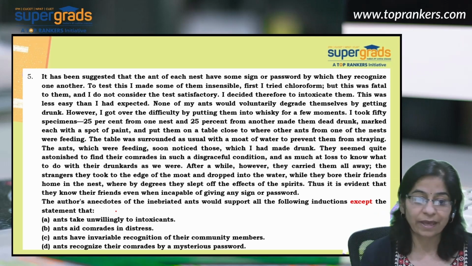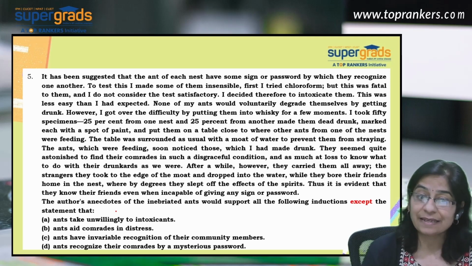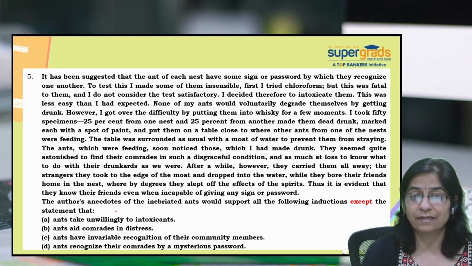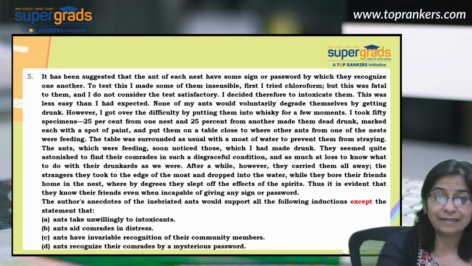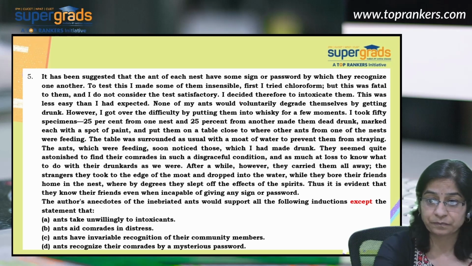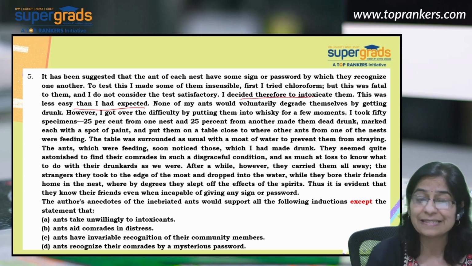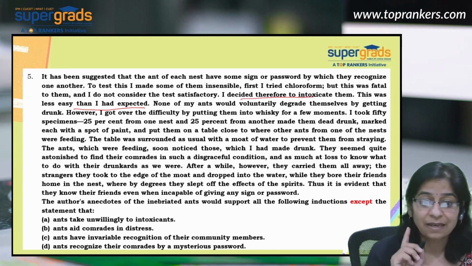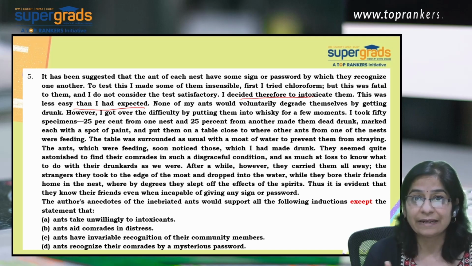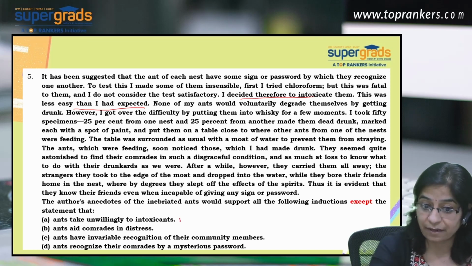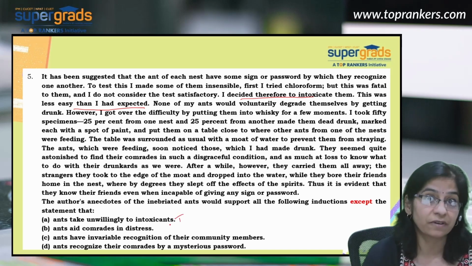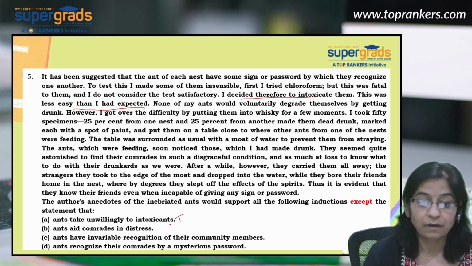So let's take a look at the answer choices. Ants take unwillingly to intoxicants. Well, the writer very clearly stated that it was less easy than I had expected. So he tried to intoxicate them, and it was less easy than expected. That means they take unwillingly to intoxicants. So it's given there. It's a true statement, right? We can infer it. So not our answer.